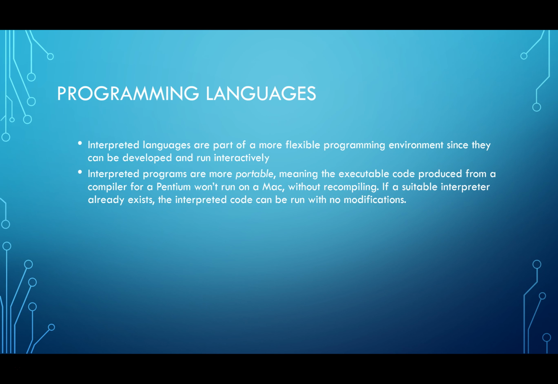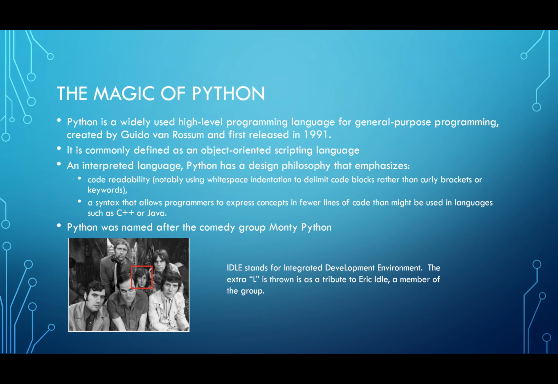Interpreter languages are part of a more flexible programming environment since they can be developed and run interactively. Interpreted programs are more portable, meaning the executable code produced from a compiler for a Pentium won't run on a Mac without recompiling. If a suitable interpreter already exists, the interpreted code can be run without any modifications. So what we're going to do is talk about Python next.